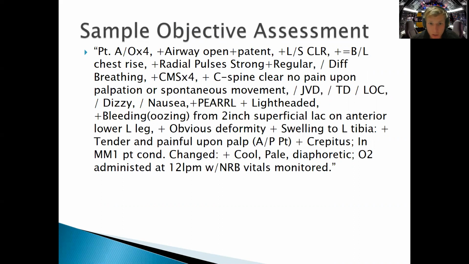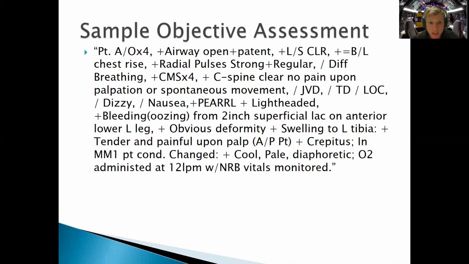It has an open airway and a patent, plus lung sounds clear, positive and equal bilateral chest rise, plus radial pulses strong, plus regular, no difficulty breathing. They have circulation, motor, sensory in all 4 extremities. C-spine is cleared with no pain upon palpation or spontaneous movement. There is no jugular vein distension, no tracheal deviation, no loss of consciousness, no dizziness, no nausea. Positive, pupils equal and reactive to light.